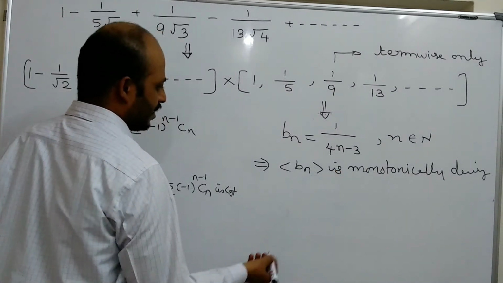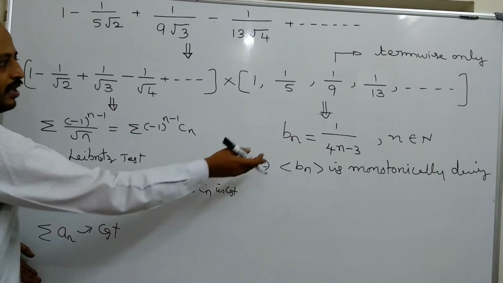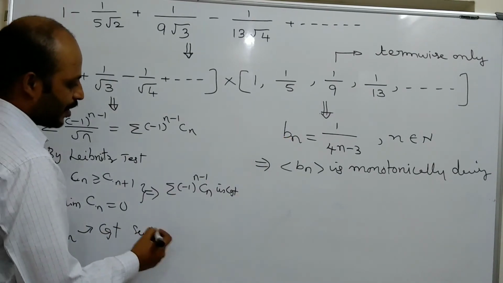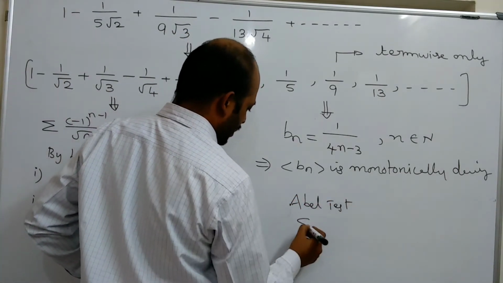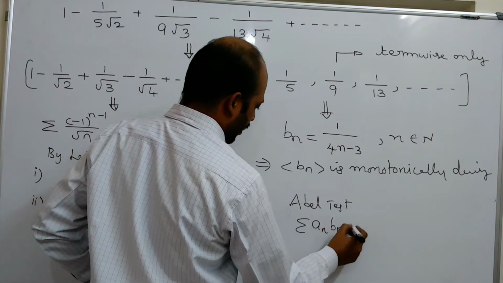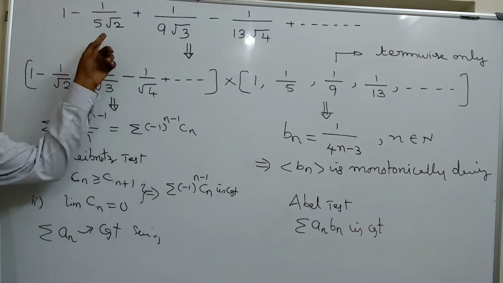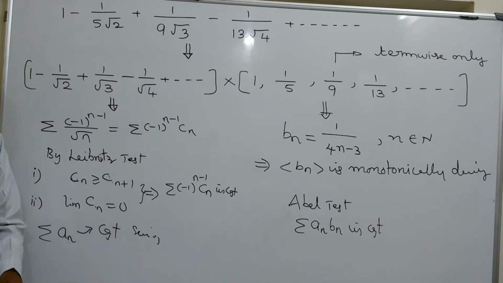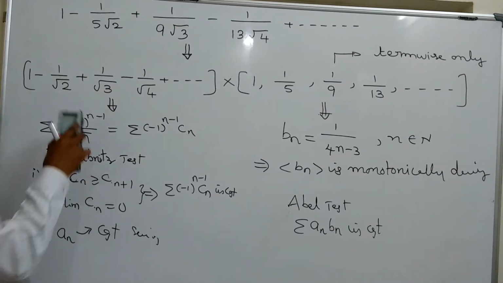Here it is a bounded sequence and it is a convergent series. Then by applying Abel's test, summation an bn is convergent. The given infinite series is a convergent series. So let us solve the fourth problem.